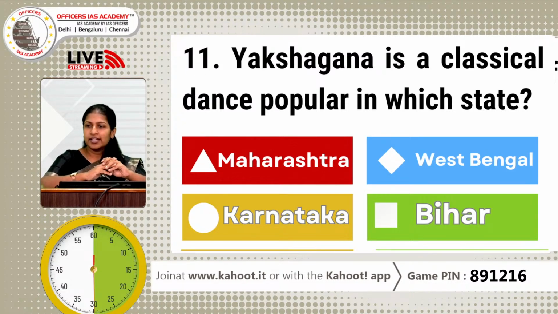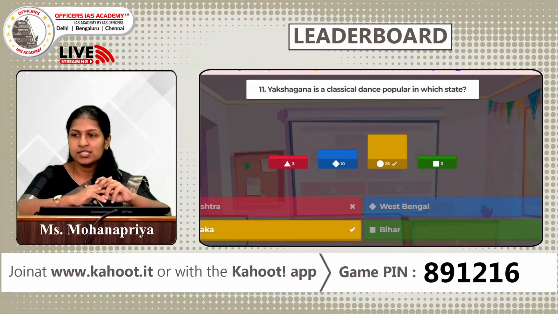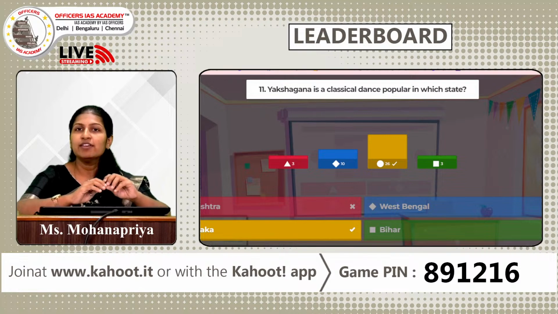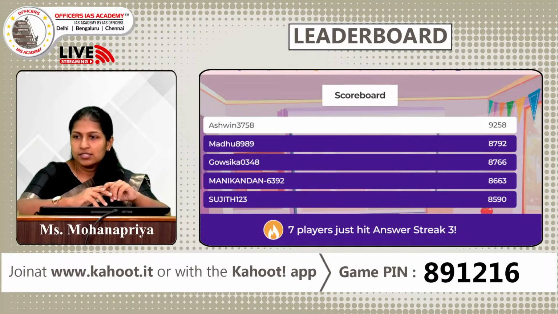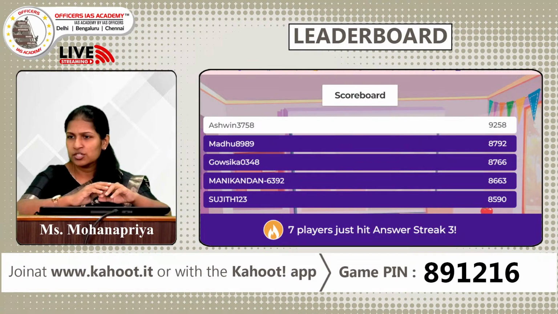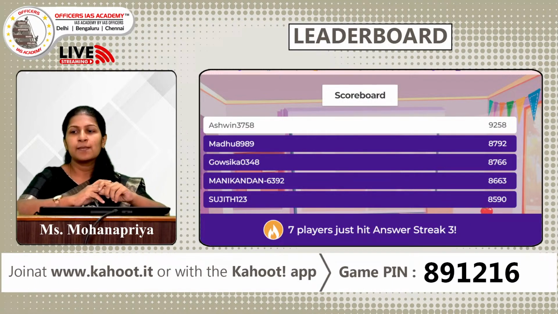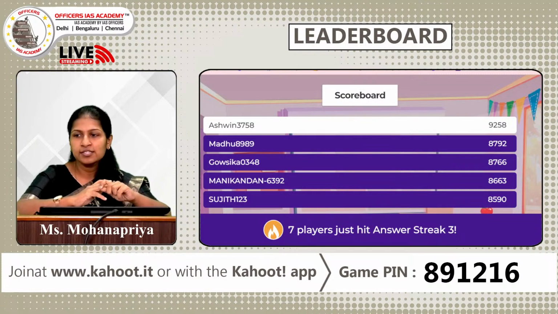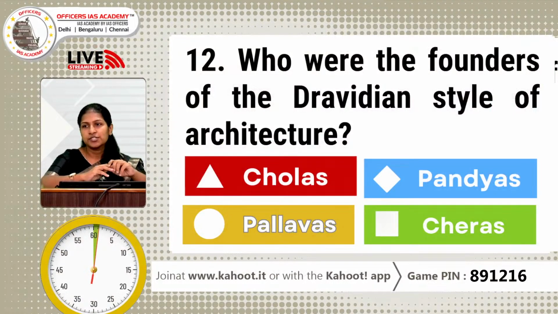Yes, good. Again, most of you have given the right answers. 26 students have given the correct answer. Yes, the answer is Karnataka. It's a very popular classical dance form which is done in Karnataka. Yes, now let us look at the scoreboard. So not much change. So we have Ashwin who continues to retain his position, followed by Madhu, Gaushika, Manigandan and Sujit. So 7 players have hit an answer streak of 3. Good job, guys. Now let us move to the next question, the 12th question.